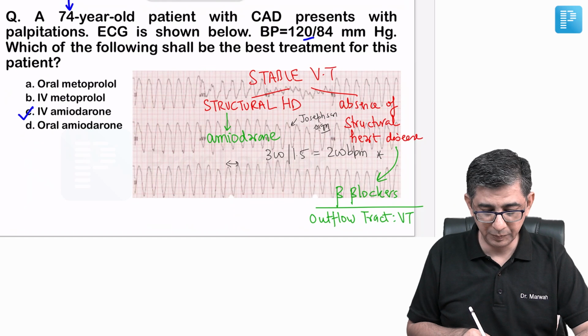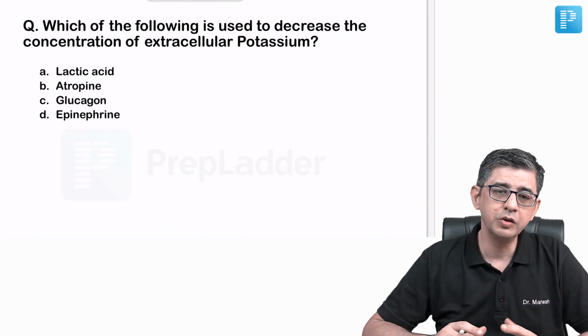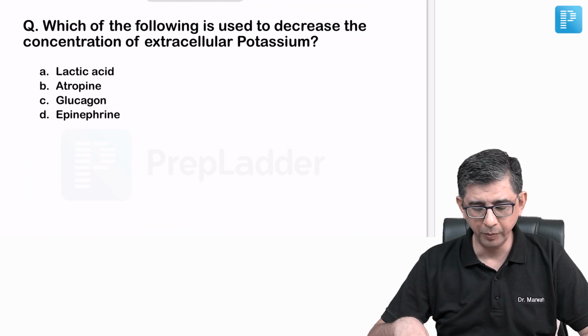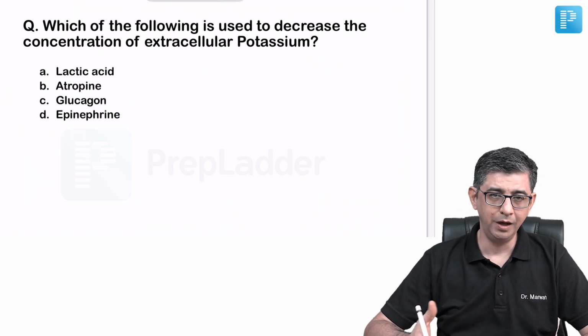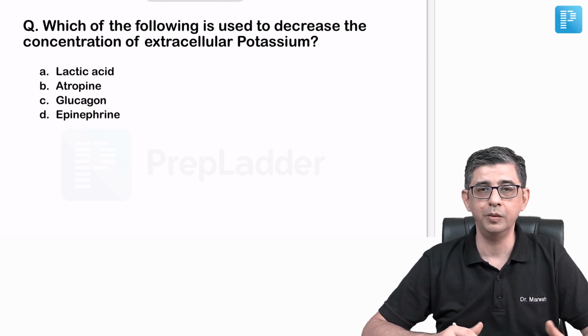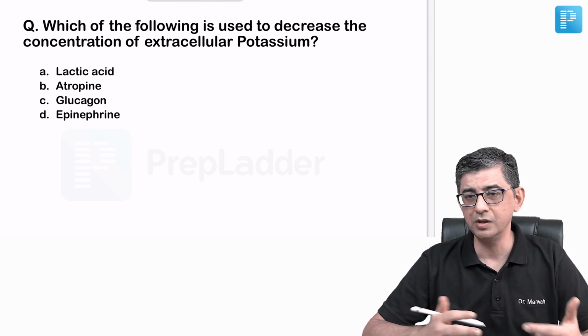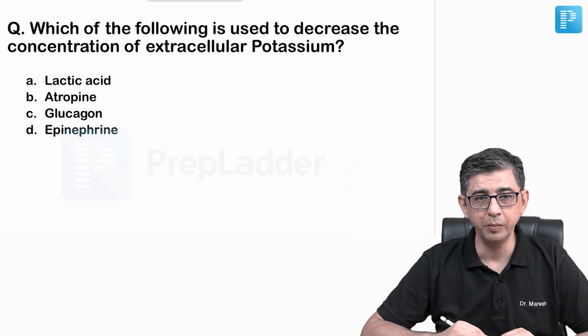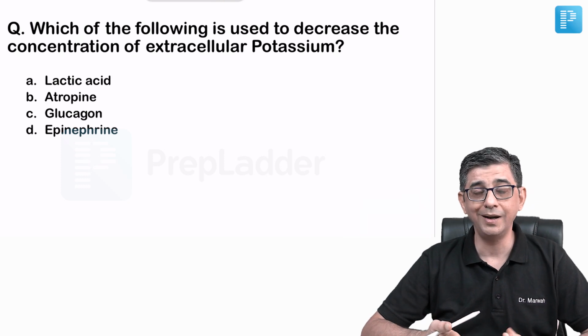Moving ahead in our discussion. Moving to the next question, it said, which of the following is used to decrease the concentration of extracellular potassium? Option A said lactic acid. I did have a chat with people. Initially I got feedback that option A was bicarbonate, but I think that was a different MCQ where TCA toxicity was asked and bicarbonate would be used. So option A was lactic acid.